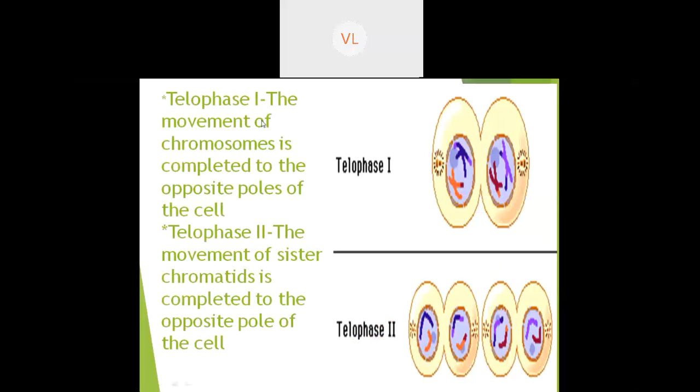Okay, telophase 1, what will happen? In telophase 1, as the sister chromatids separate, now the movement of chromosomes is completed to the opposite poles of the cell. So these chromosomes will move to the opposite poles, this pole and this pole. They will move apart, to the right side and the left side. So this will occur in telophase 1.